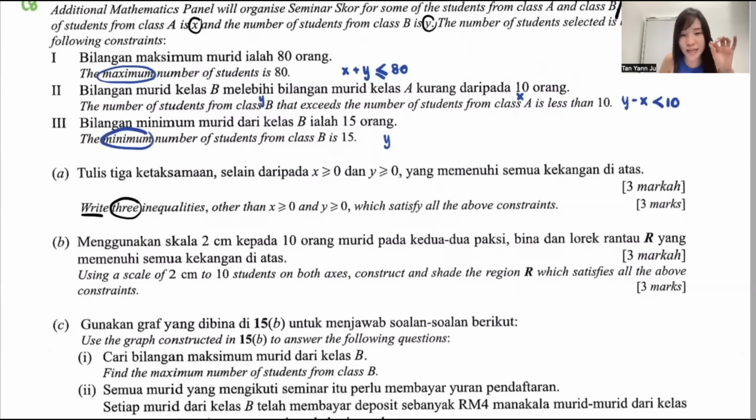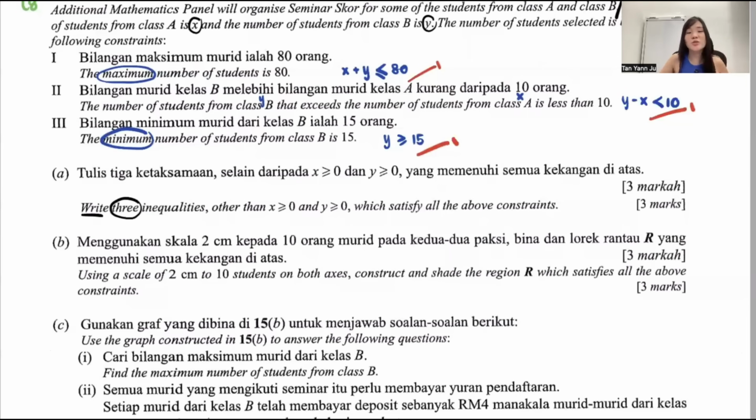So when I want class B people, a minimum of 15 come. So can it be 14? Cannot. It needs to be bigger than or equal to 15. Done. So guys, for part A, they want you to write the three inequalities. You can write it with the correct symbol. The bigger, smaller cannot be wrong. Got equal, no equal, cannot be wrong. Like that, you're getting 3 marks already.